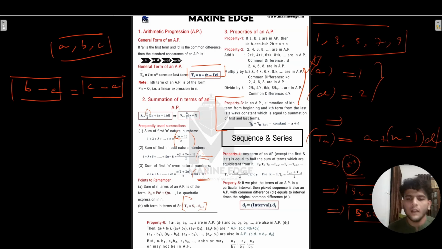Property 4: any term of an AP except the first and the last is equal to the average of the terms which are equidistant from it. That is, T_r = (T_(r-k) + T_(r+k))/2, where k is less than r. Is that clear, everyone?